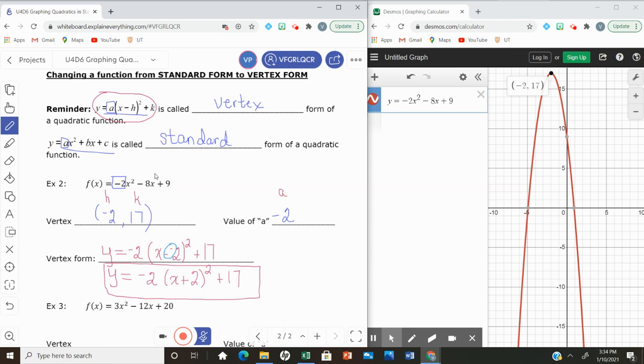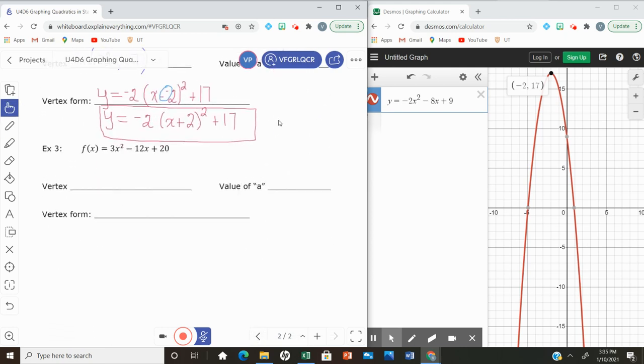So we just converted this standard form into vertex form. So it is pretty simple. All you need is A, the value of A, you need your vertex, and you also need to understand if your H value is negative, it's going to turn it back into a positive. Okay? So let's go ahead and try another example here. Okay, so here we have 3x squared minus 12x plus 20.